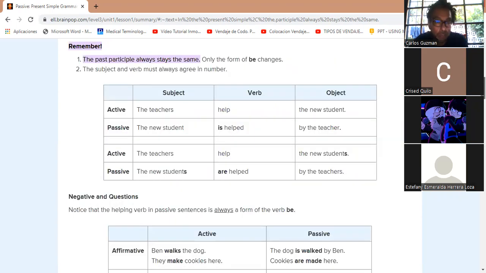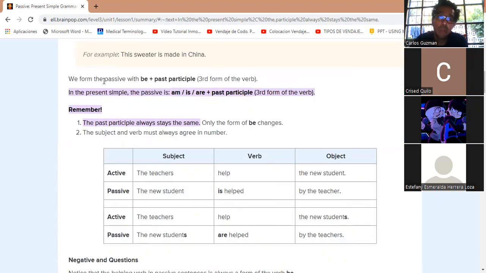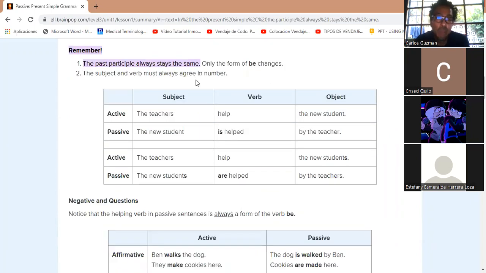All right, so anyway, this is how we form the passive with the present simple, right? Present simple form of to be, right? So the passive is am, is, are plus the past participle. And here are some examples. All right, so it says here, remember the past participle always stays the same, right? Only the form to be changes. It could either be is, are, or am, but the verb is just going to be in the past participle, right?